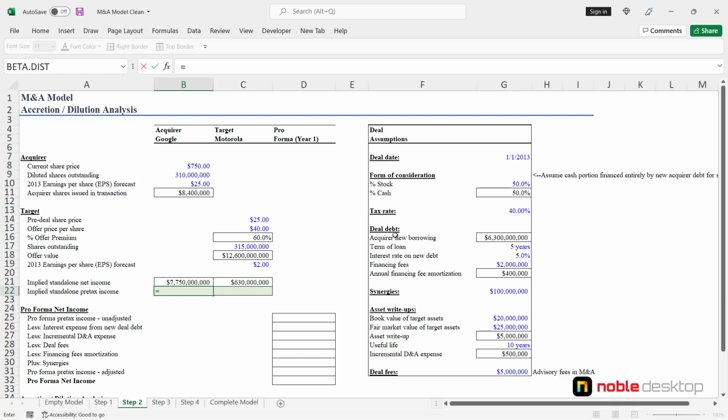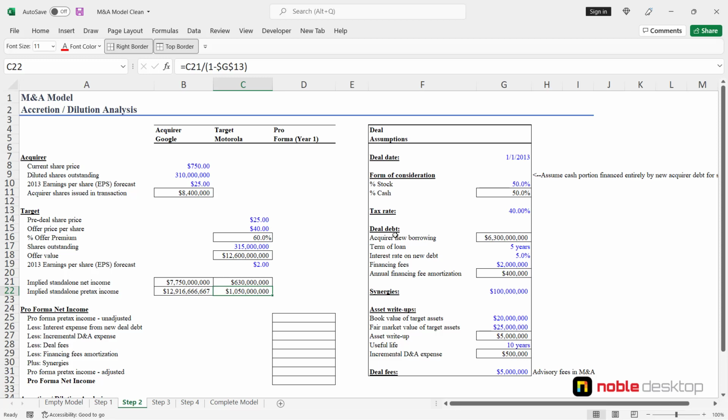Now implied standalone pre-tax income. Simple calculation. I'm going to take the net income I just calculated and divide it by 1 minus my tax rate, which I have in the assumptions in cell G13. I will anchor it with the shortcut F4, function 4, so when I fill the formula to the right for the target company, the tax rate cell will not flow to the right. Wonderful. So I have implied standalone pre-tax income for Google. Shift right arrow, Control plus R to fill the formula to the right. And you can see that the formula calculated pre-tax income for the target as well.